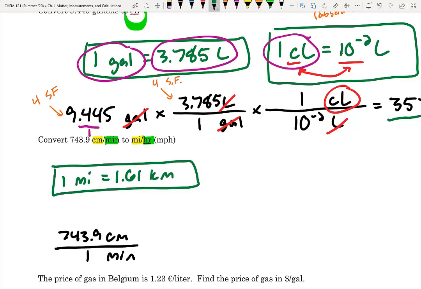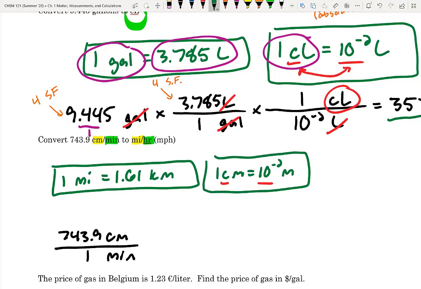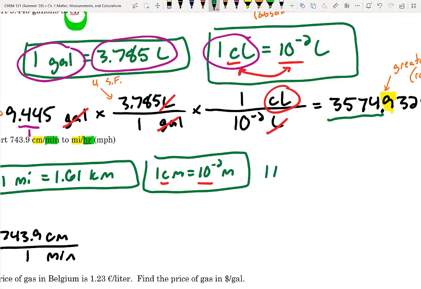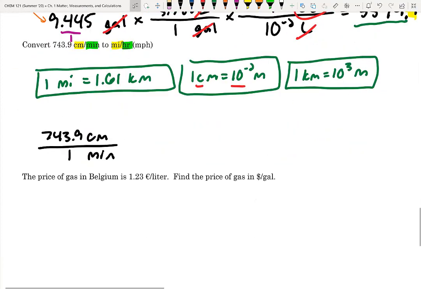Now let's take a look at centimeters. 1 centimeter has centi in front of it, and centi is the same thing as 10 to the negative 2. So we've got this conversion taken care of. And last but not least, let's define what's going on with kilometers: 1 kilometer equals 10 to the 3 meters. This one's going to require a few steps, but we'll problem solve our way through which one we want to use first, second, and third. Let's ignore minutes on the bottom right now, leave time out of this, and focus exclusively on length.